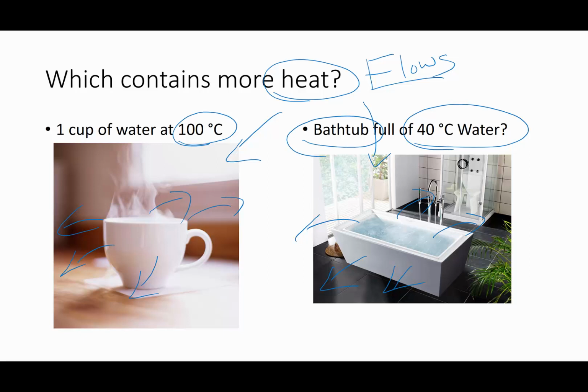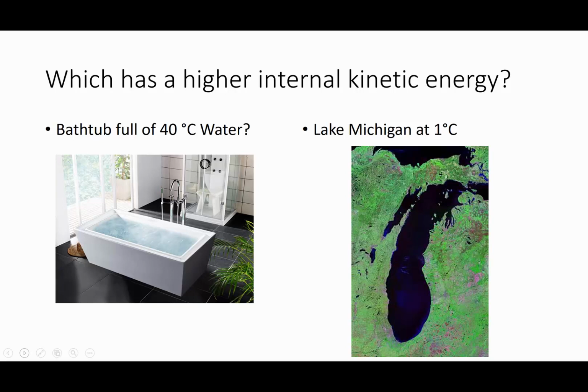Another way of thinking about it is how many times would you have to use the cup to fill up that bathtub? Many hundreds of times probably in order to get that bathtub full of water. So it would take lots and lots of cups to make up for this water, even though it is less than half the average speed.